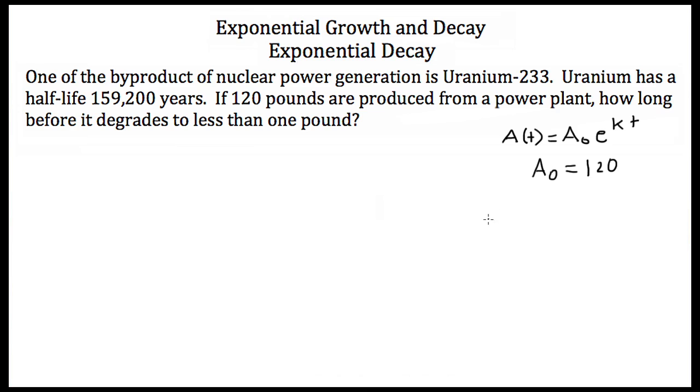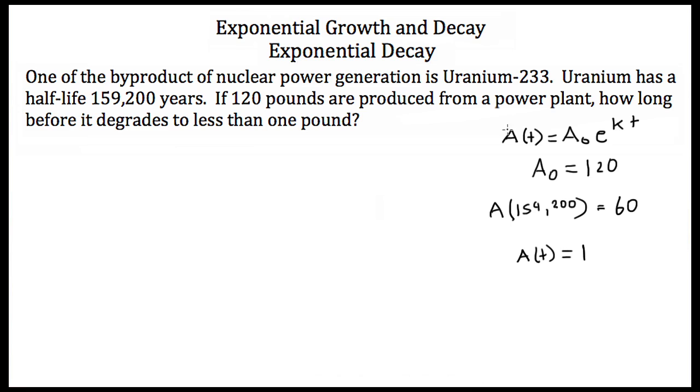But I can say that the amount of material after 159,200 years would be half of our initial amount. So if my initial amount is 120, half of that is 60. And what we're looking for is the time, or the t value, where we have less than 1 pound left. Well, let's just solve that for when we have 1 pound left.